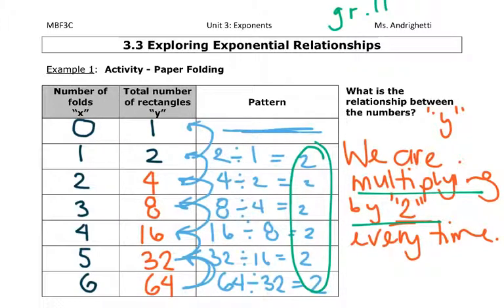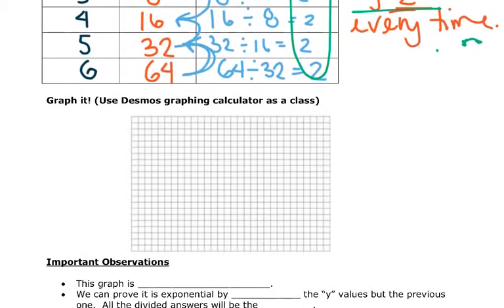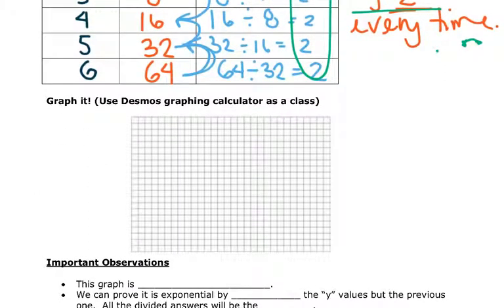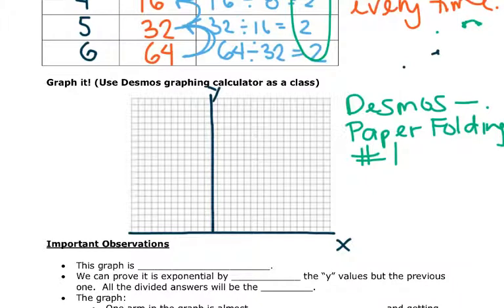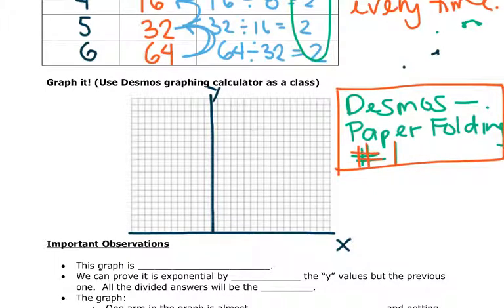So now we're going to graph this. The first thing I want you to do is make yourself a little y-axis and an x-axis. So we can label them, this one's x and this one's y. The y doesn't have to be perfectly in the middle. Okay, so instead of graphing this by hand, I want you to pause the video, go back to Edmodo, and click on the following link. It will say Desmos paper folding number 1. There's 2. I want you to click on number 1.